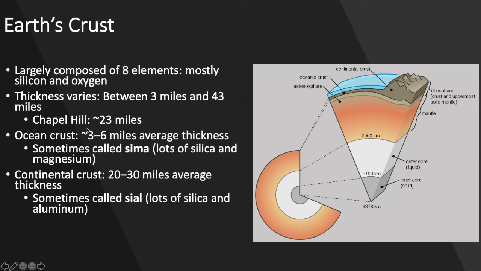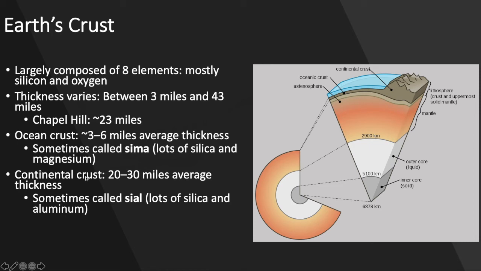Well, we have the ocean crust, and its average thickness is somewhere between 3 and 6 miles. Now, you may hear occasionally that ocean crust is referred to as sima, and that is because there is lots of silica, the Si in sima, and then a lot of magnesium, the Ma there.